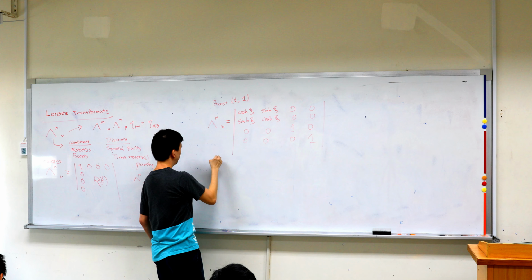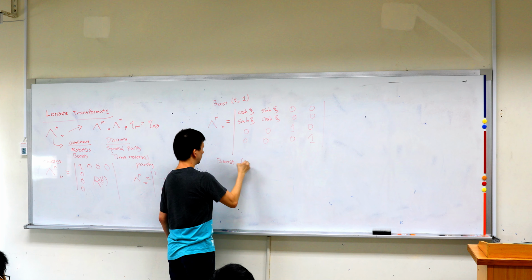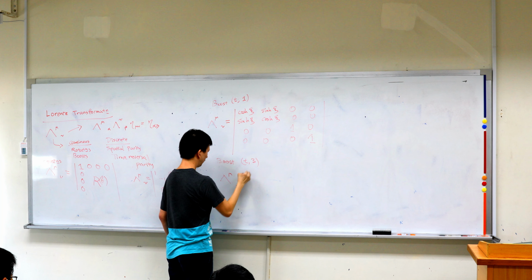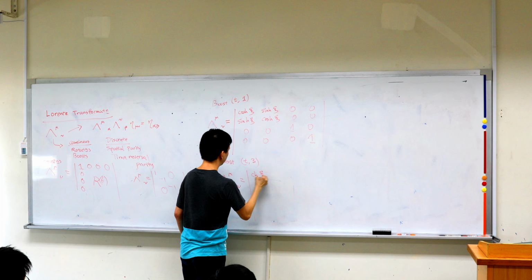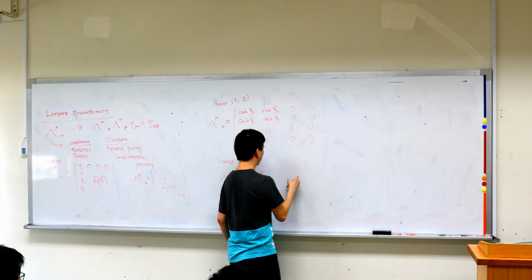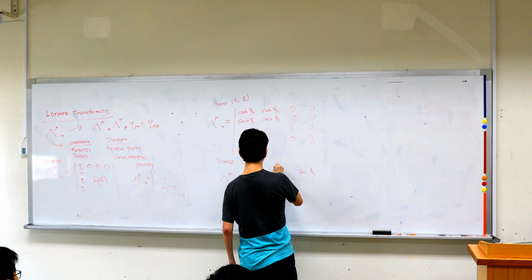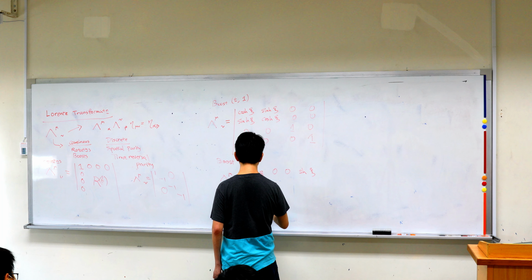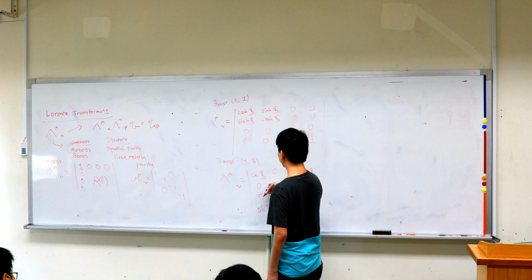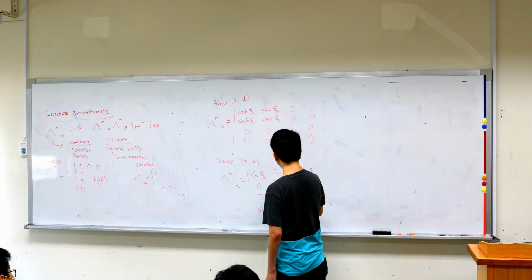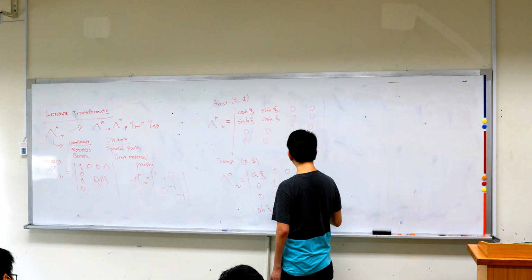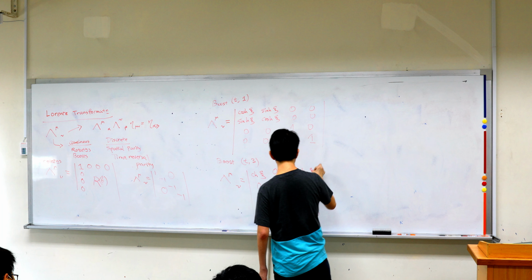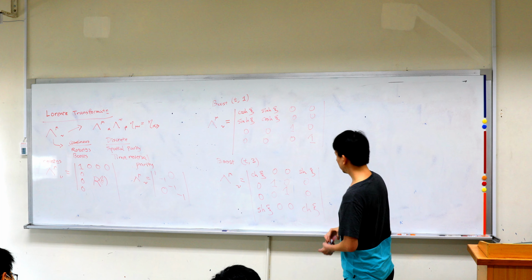So for example, if you do it for time and say the third axis instead, then this will look like cosh c, and then you go to 1, 2, 3, sinh c, 0, 0, 0, 0, and then you leave the first axis untouched, the second axis untouched, but the third axis will be cosh.